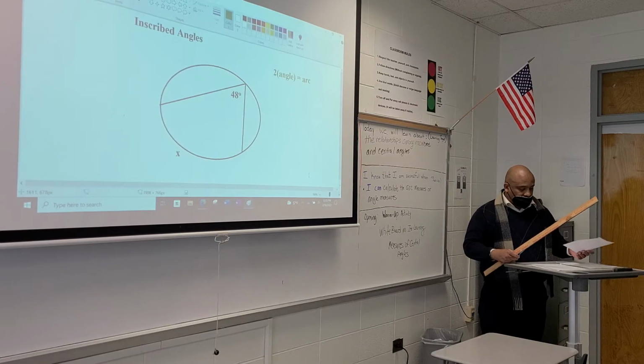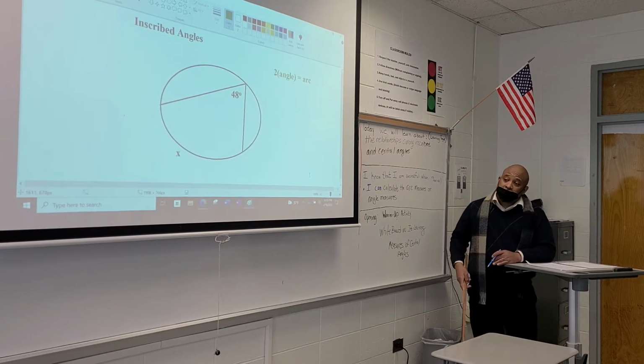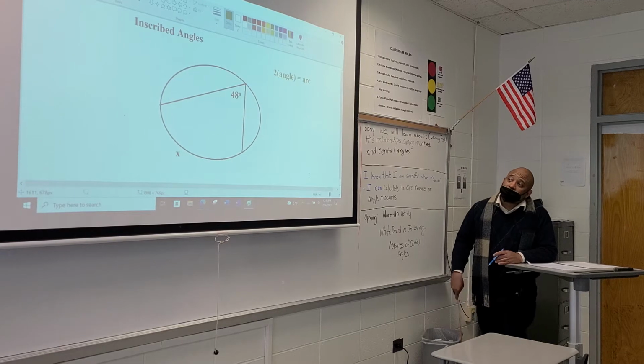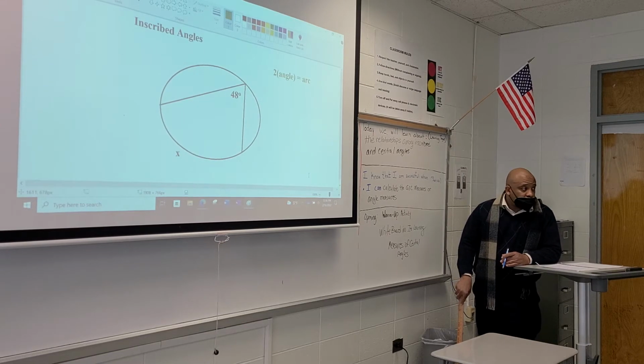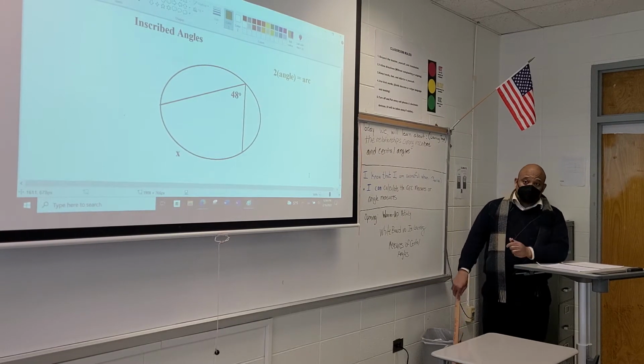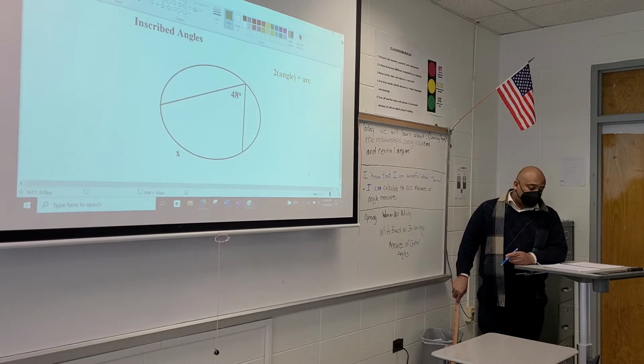And while he's doing that, when you look at the shape, what does it look like inside? It looks kind of like a cone, a flattened cone. The central angle looks like a cone too, but what's the difference between this angle and the central angle?